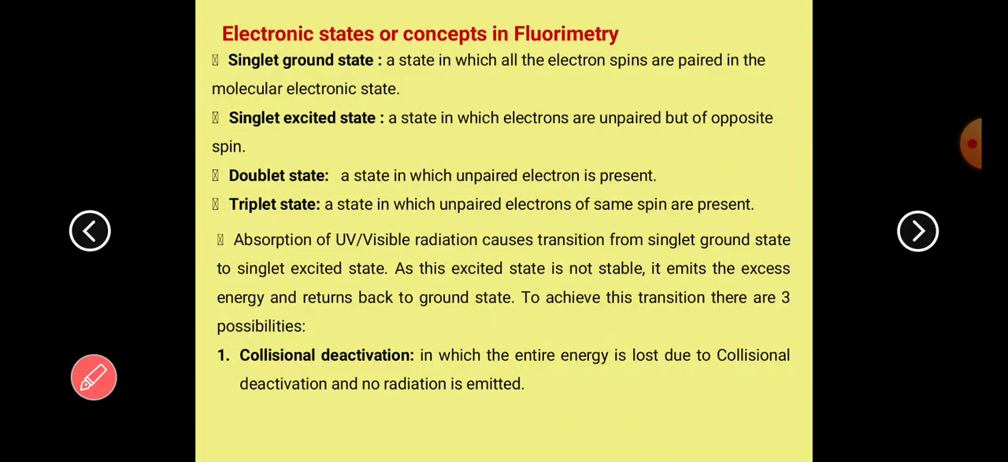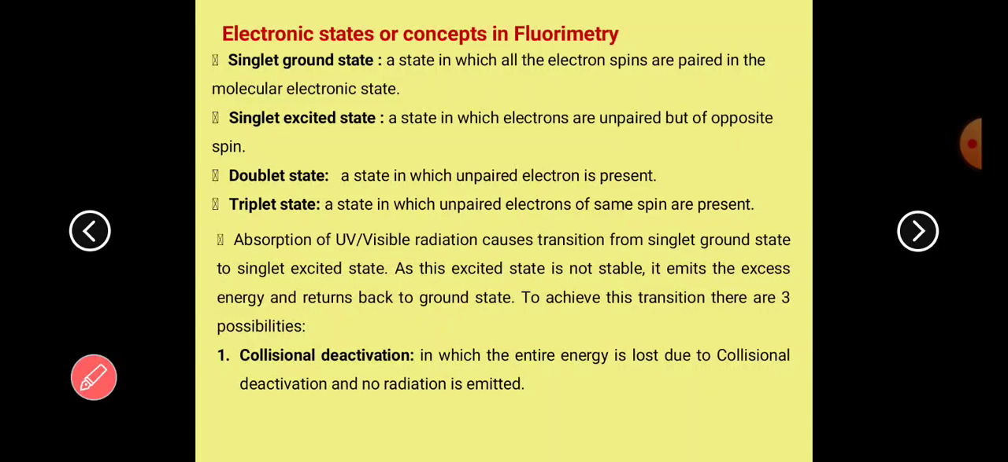Here, absorption of UV or visible radiation causes transition from singlet ground state to singlet excited state. At this state, it is not stable. Again, it will emit the excess energy and return back to ground state. To achieve this transition, there are three possibilities.